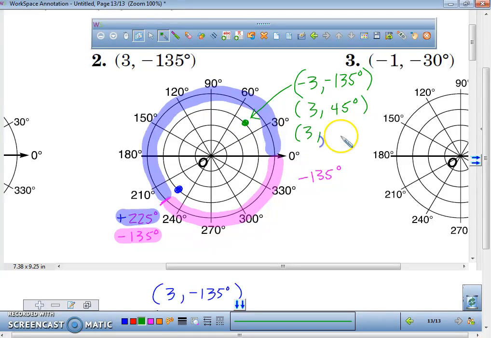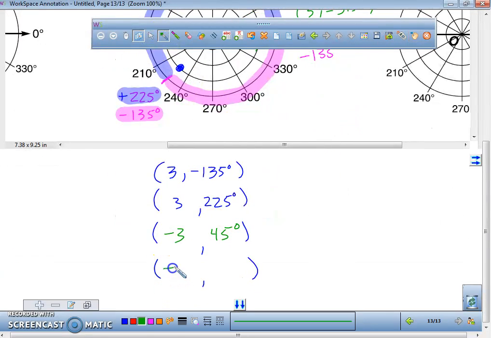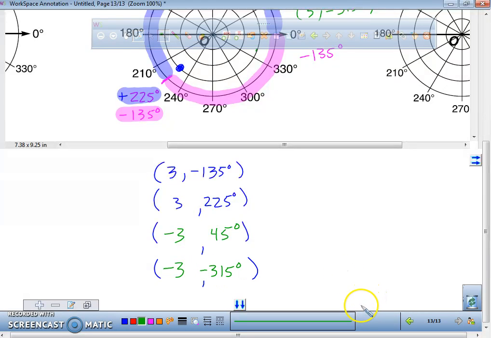Now, there's another way to get to this point. I could get to this point saying 3 and negative 315 degrees. So this point right here is 3, negative 315. That's if you go which direction? That's if you start here, you go all the way around going clockwise. Remember, clockwise is negative, counterclockwise is positive. So if this is at 3, negative 315 degrees, then you could also say you're at negative 3, negative 315 degrees.